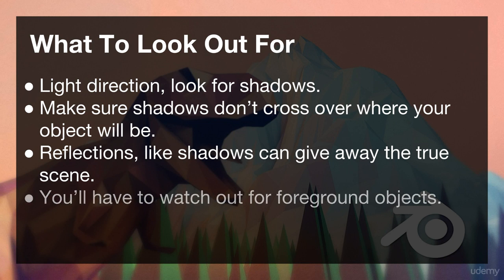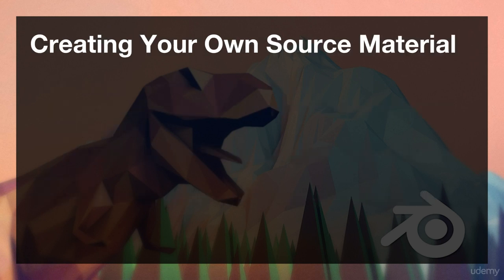That's the important thing. Now, you will also have to watch out for anything in the foreground. Those foreground objects can cause you a bit of a nightmare. They're in front of your object, and therefore you've got to work around them. So at the moment, I would avoid foreground objects where possible. So finally, if you were creating your own source material, you can have a bit more control over how it's looking.